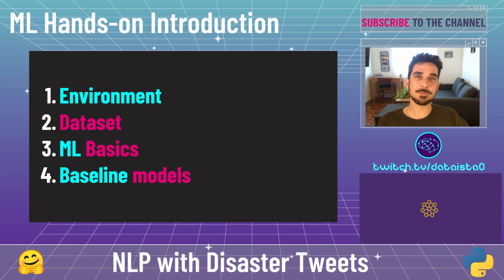So for this first video, we will cover these 4 bullets on my left. We will discuss the working environment for Python, and how to download and load the dataset with pandas. We will talk about some basic concepts of machine learning that will help us understand what we are doing, and what it means to frame a problem as a machine learning problem. And finally, we will build 2 simple models with scikit-learn on top of this dataset. So let's start.